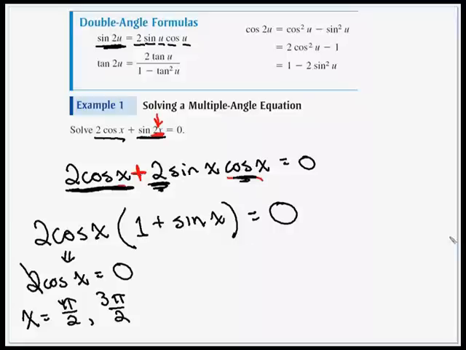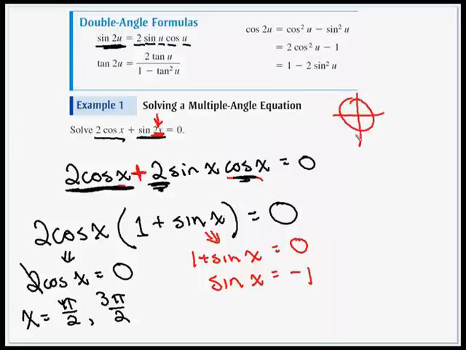And then we take our second term and set that independently equal to 0. 1 plus sine x equals 0 means that sine of x is equal to -1. And remember, sine is our y value. Where on the unit circle do we have a y value of -1? Well, that's all the way at the very bottom here, and that happens at 3/2 pi. X would equal 3/2 pi.